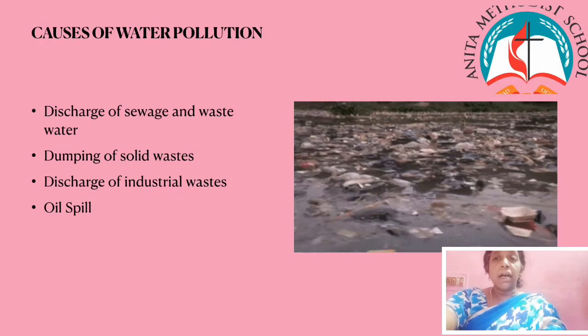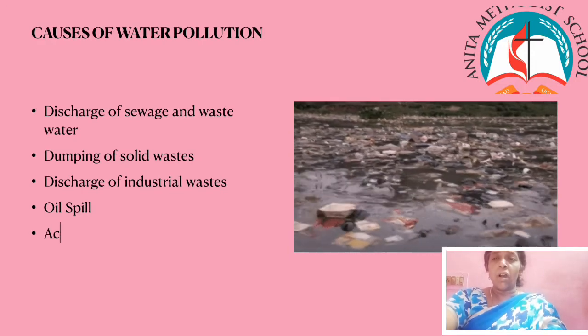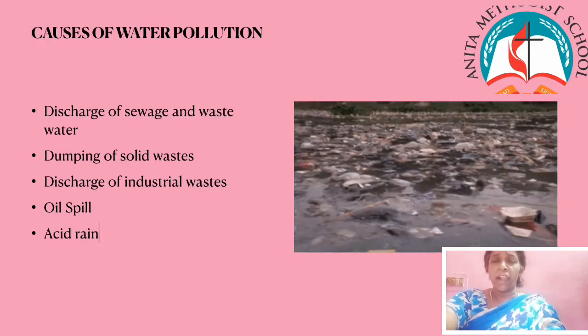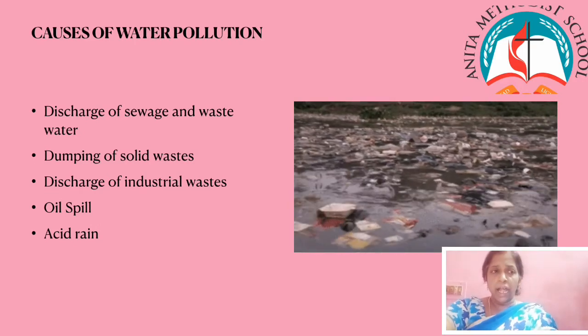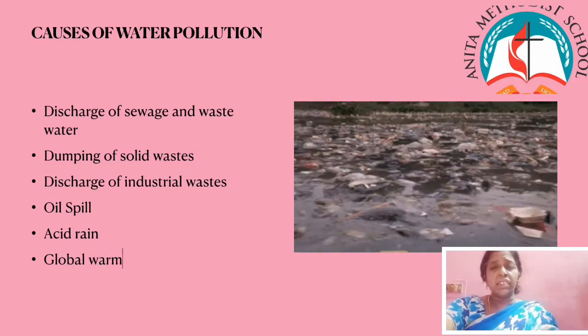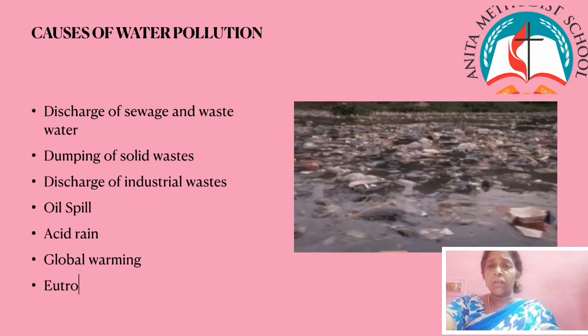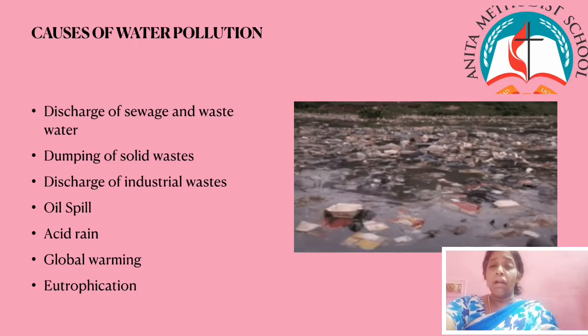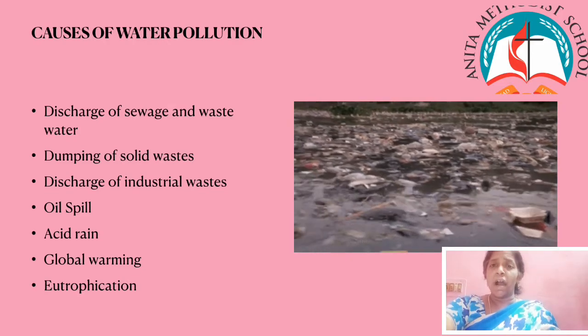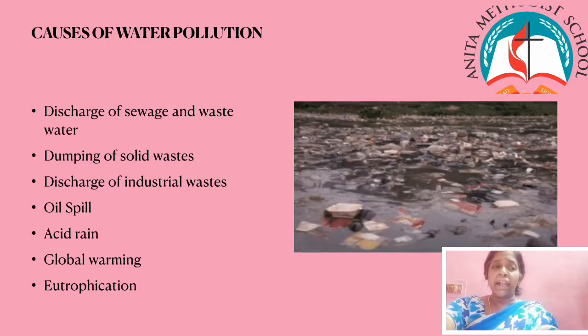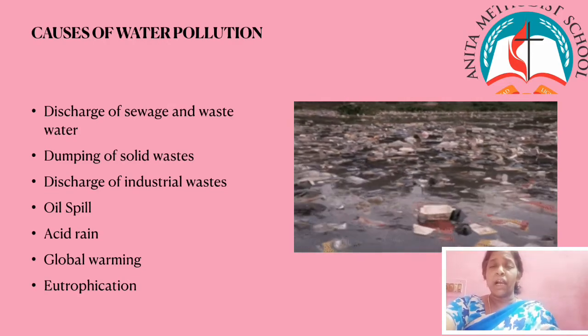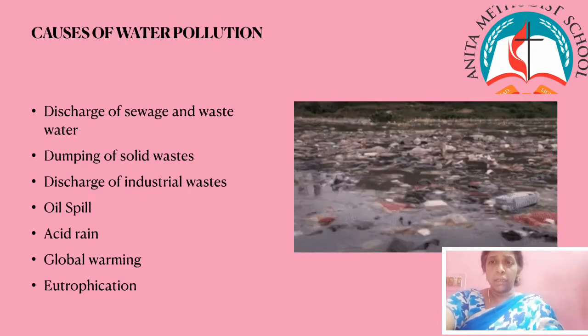Next one, dumping of solid waste. That is, the people dump all the solid waste and litters into the water, and that creates a huge problem. Next one, discharge of industrial waste. Industrial waste contains all the grease, mercury, lead, and the oil and the petrochemicals, and which are harmful to people and also to the environment.